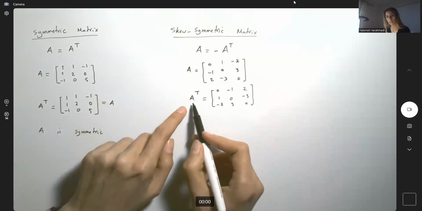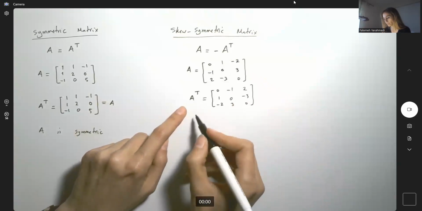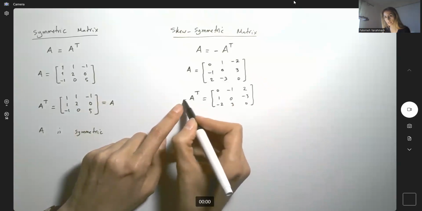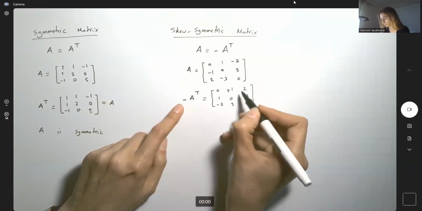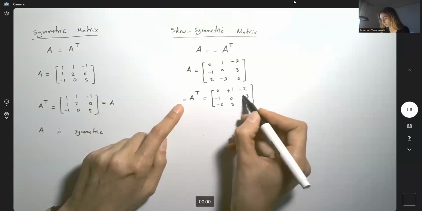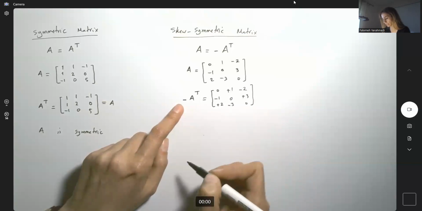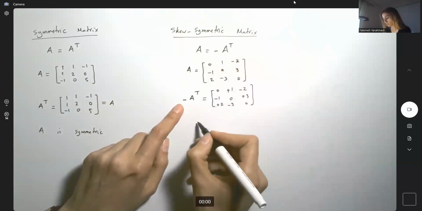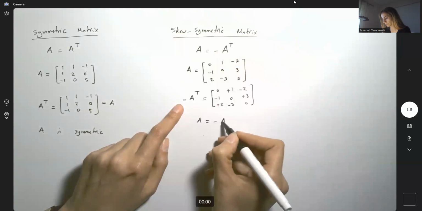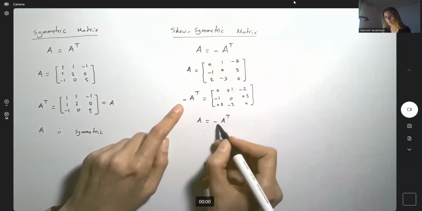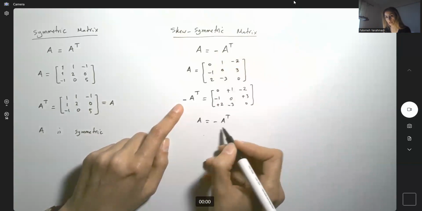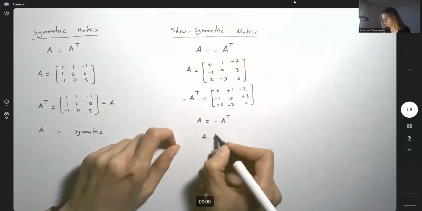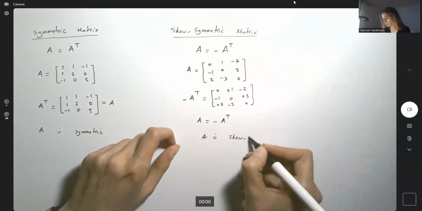Well, if I now find the scalar multiplication of the matrix transpose by negative 1 or negative sign, this becomes plus 1, negative 2, minus 1, plus 3, plus 2, and negative 3, which is exactly the same as the original matrix. So since A is equal to negative 1 scalar multiplication by its transpose, we say that A is called skew symmetric.